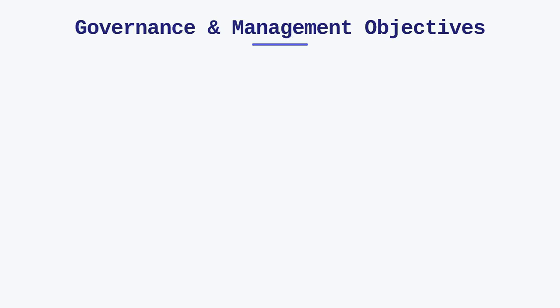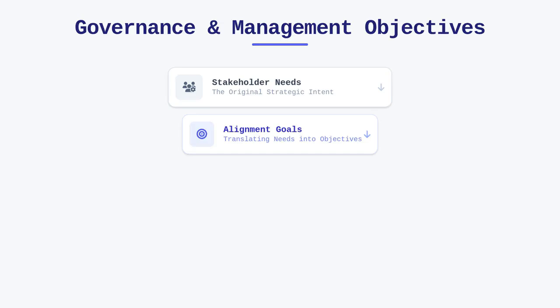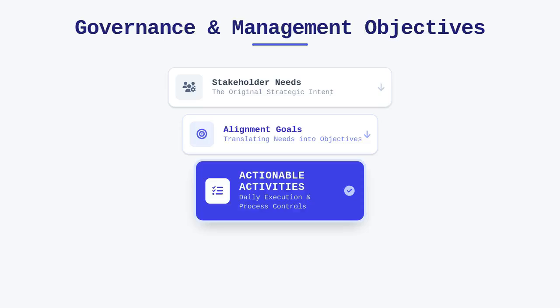Finally, the cascade terminates at the governance and management objectives, which are the most granular level of the entire model. These are the actionable activities our teams perform daily to ensure that the previously defined alignment goals are met. By the time we reach this level, the linkage back to the original stakeholder need is distinct and defensible.